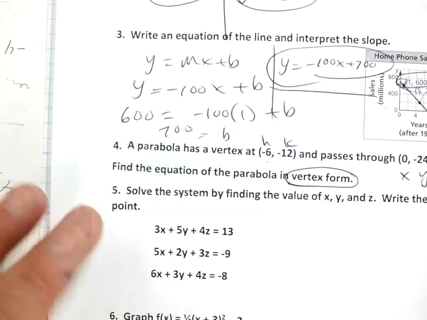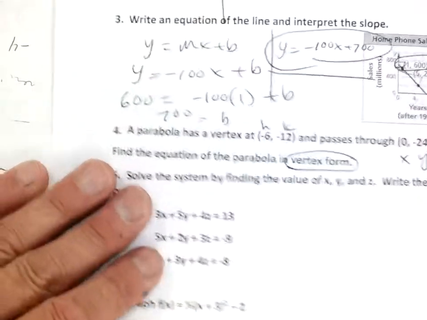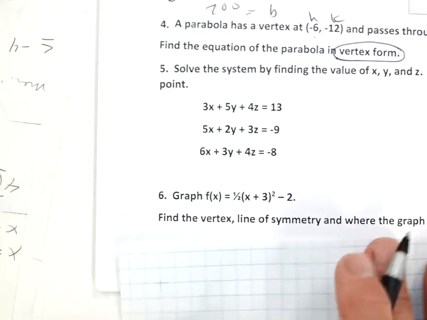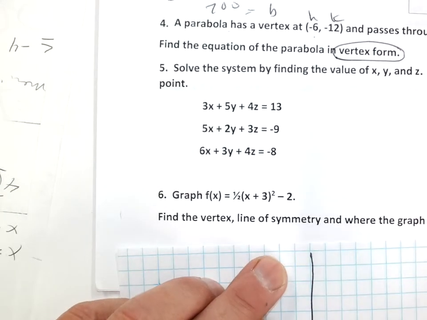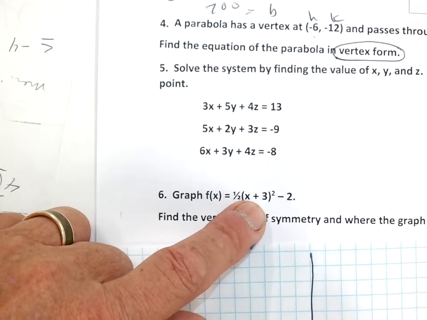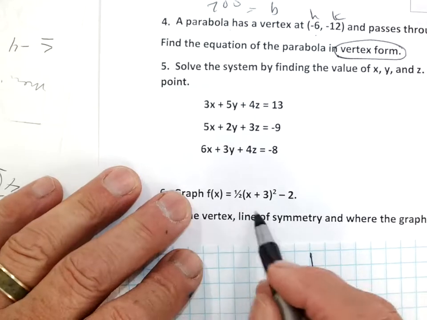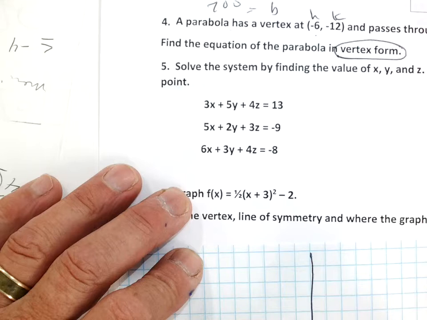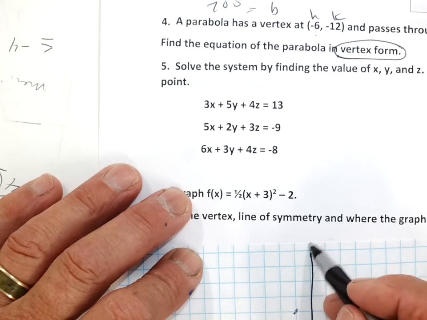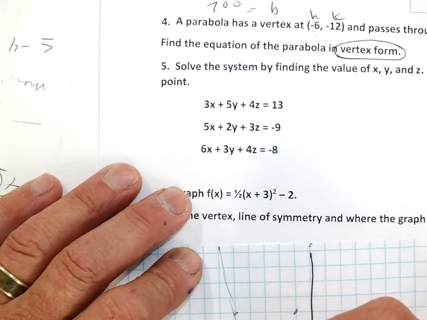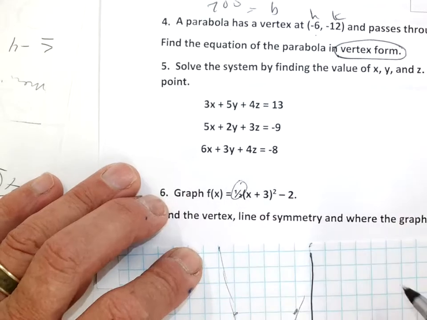Okay, 6. Okay, I got to graph it. I can do that. I'm going to graph this one. Another parabola, right? Okay. My vertex is at negative 3, negative 2, because the opposite. Normally I'd go 1, 1, 2, 4, 1, 2, 3, 4, 3, 1, 2, 3, 4, 5, 6, 7, 8, 9. And do the same thing here. It's symmetrical.